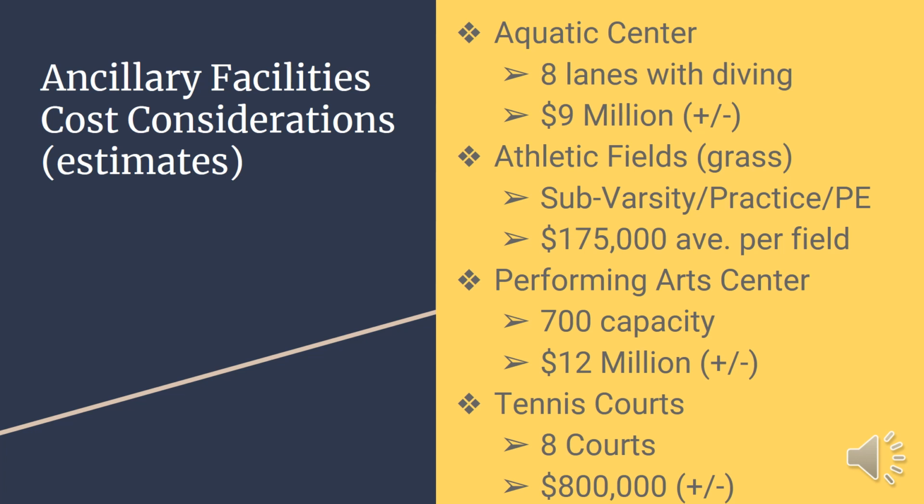You could go larger than that, and if you do, you might have to consider doing a mezzanine to keep sight lines appropriate, in which case that would increase that cost significantly. Or tennis courts, an 8-court complex, would cost about $100,000 per court, or $800,000 total.